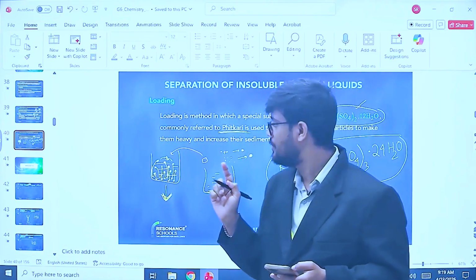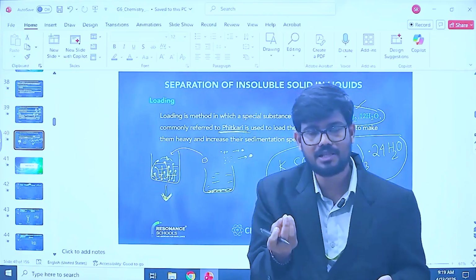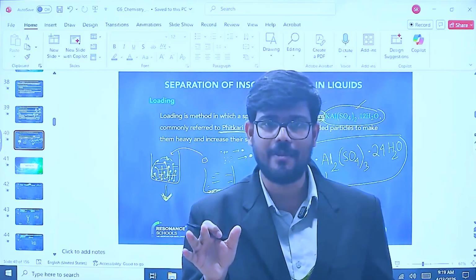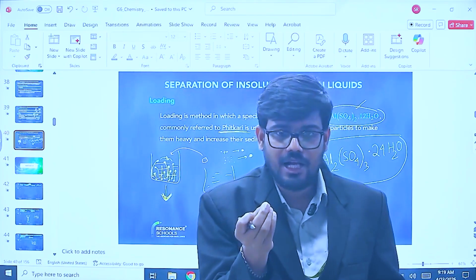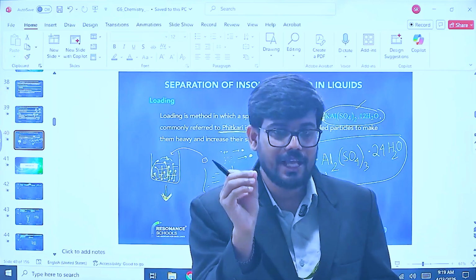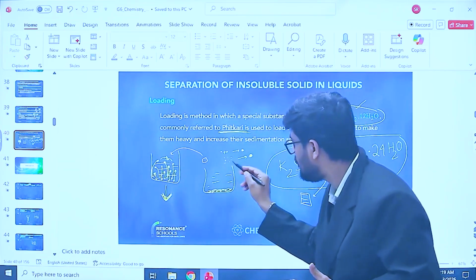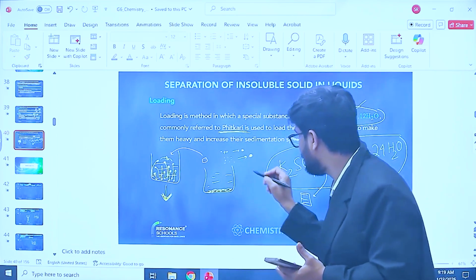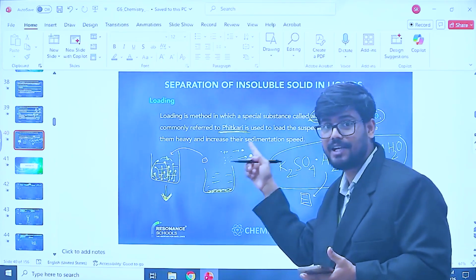So loading means, suppose we have liquid and small dust particles are there. If you wait for sedimentation, it will not be happening. It will take a lot of time. So that's why, if somehow we merge these small particles like this, if they merge, now you can see this big particle, right? This small particles are converting to big particles.